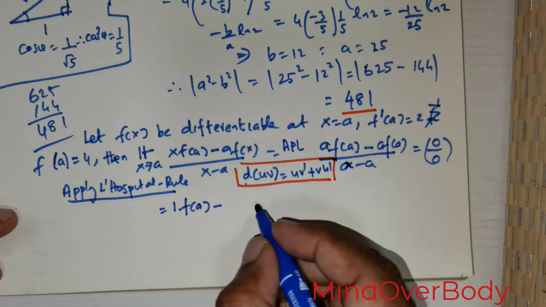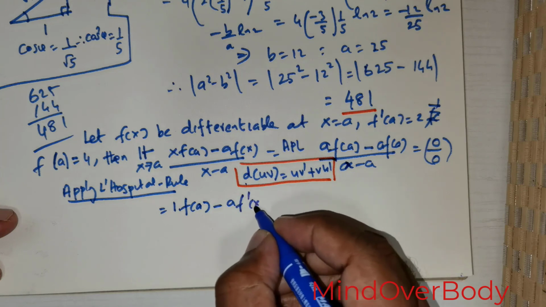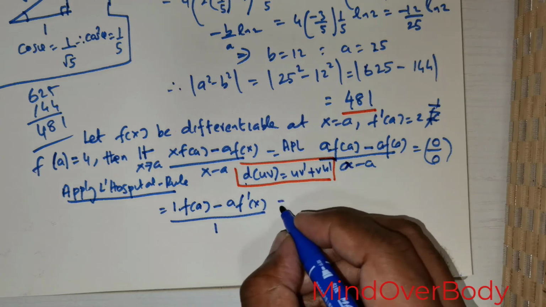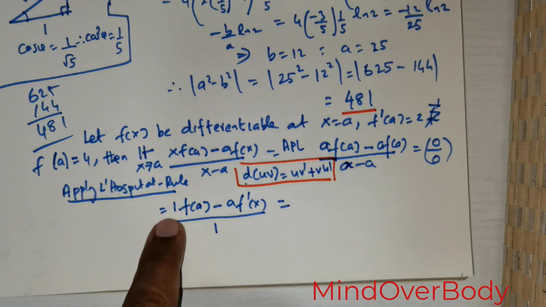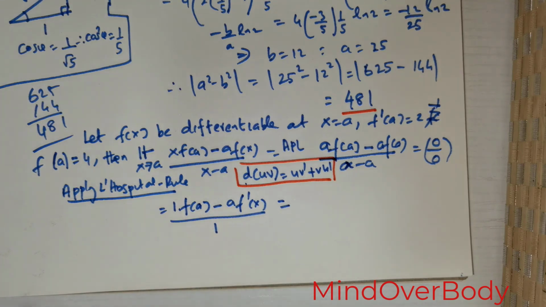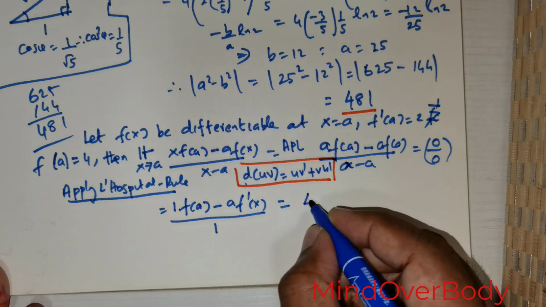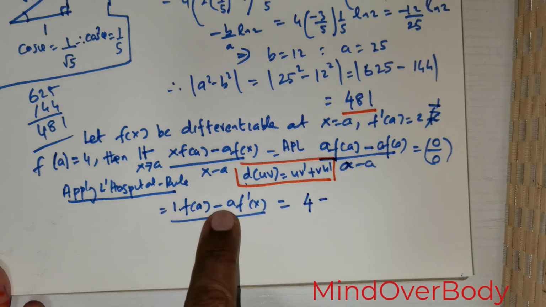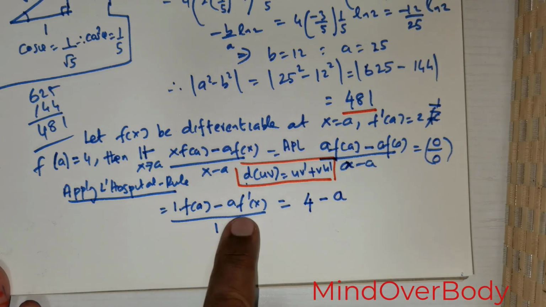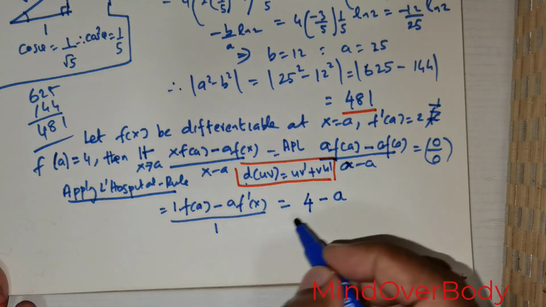That's it. Negative a times differentiation of f of x is going to give me f dash of x, divided by differentiation of x, which is going to be 1. Of course, a is a constant, its differential is going to be 0. So this is going to be equal to 1 times f of a, negative a times f dash of x. Now what we have to do is substitute the value. F of a is 4, so there's going to be 4 negative a. My a is retained as it is, f dash of x at x is equal to a.